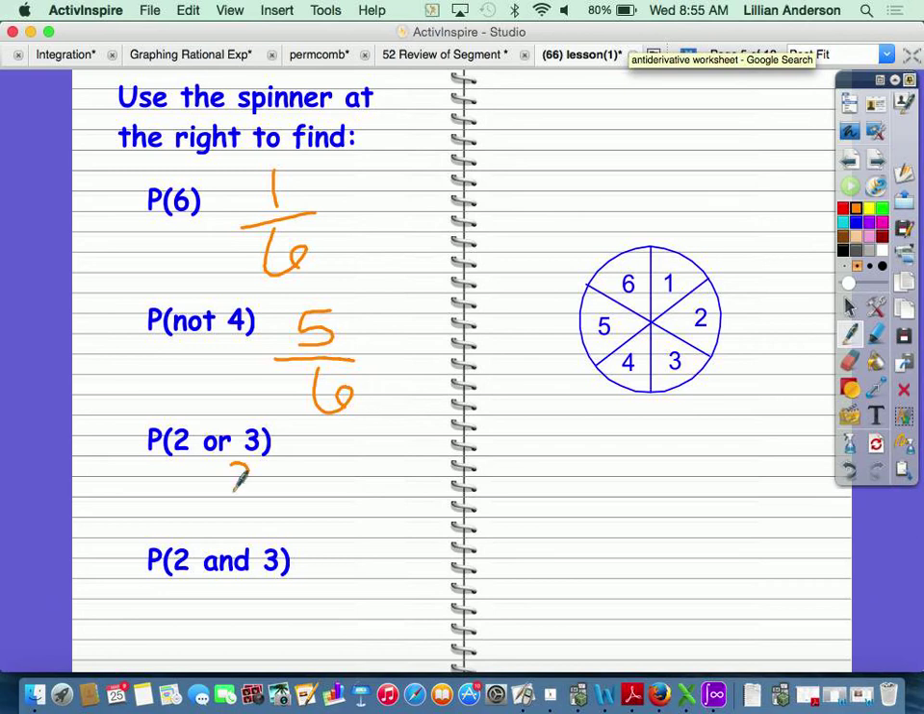2 out of 6. It says 2 or 3, so that means you can either land on 2 or on 3, so that's 2 spaces out of the 6, which reduces down to what? 1/3. What about this last one, the probability that you land on 2 and 3? 0, because you can't land on both. You can't land on both 2 and 3.